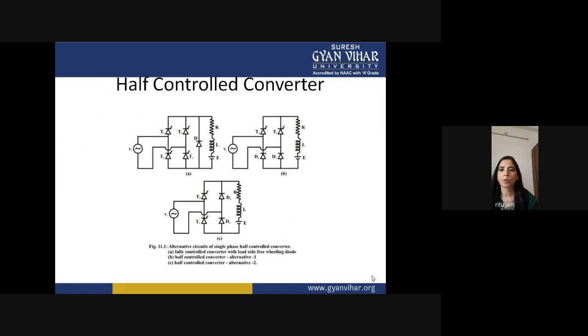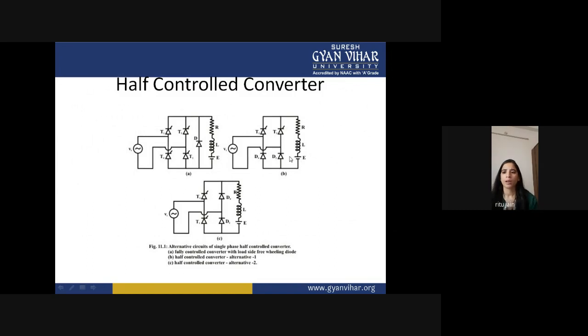First we come to half controlled converters. So what is a half controlled converter? I have already discussed in previous lectures the diagram over here, diagram B. In this diagram we are using two SCRs, T1 and T3, and two diodes, D2 and D4. The load is RLE. So this is your half controlled converter.